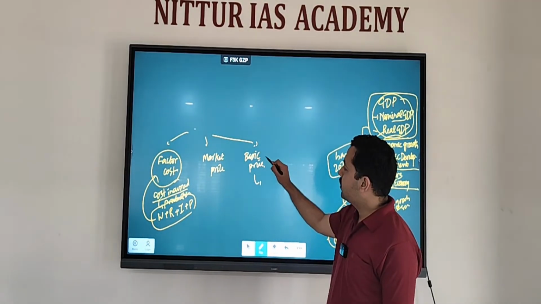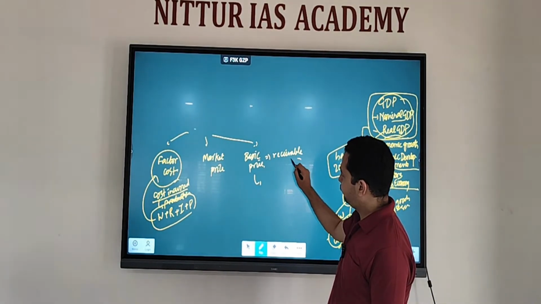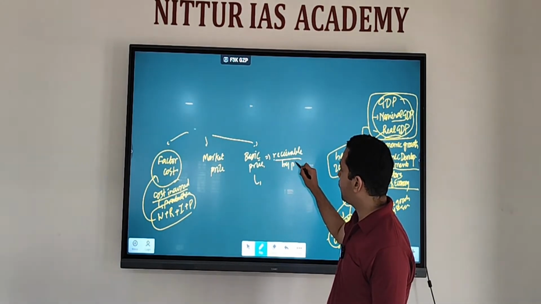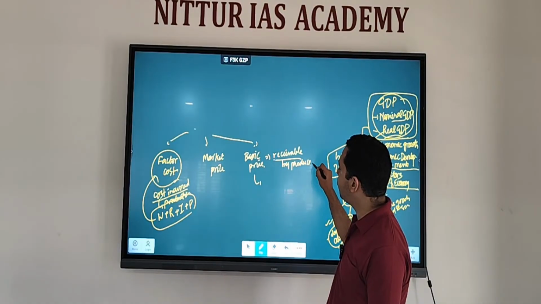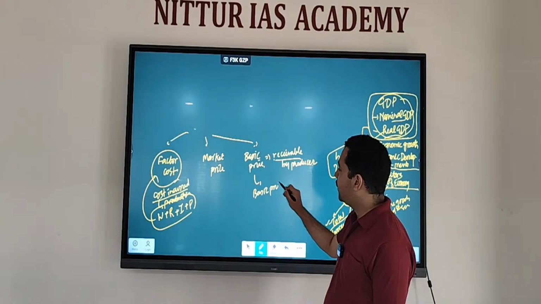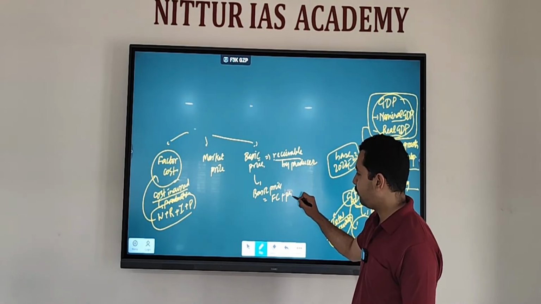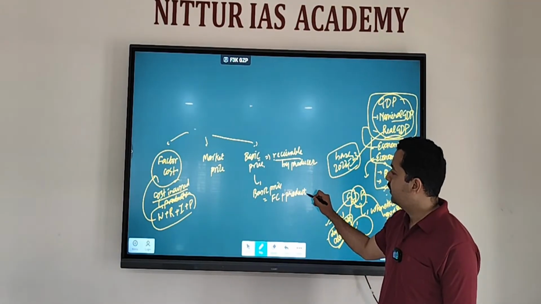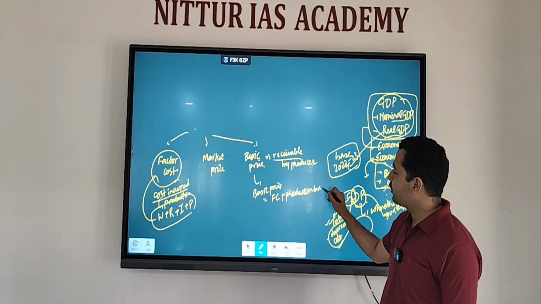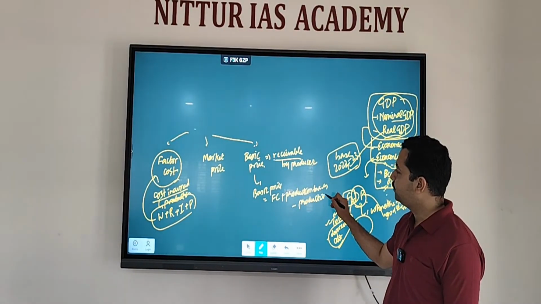Basic price, we discussed, is a price that is receivable by whom? By the producer, the price that is receivable by the producer. And we discussed how we calculate basic price. Basic price is equal to factor cost plus production taxes minus production subsidies. So this we have discussed.